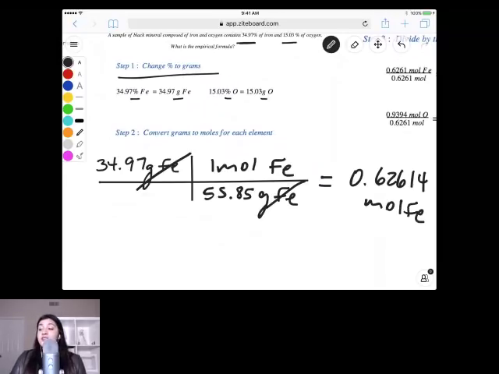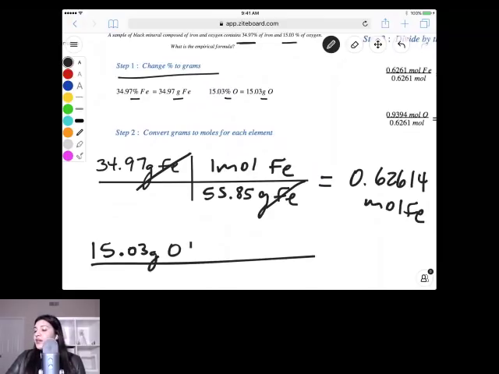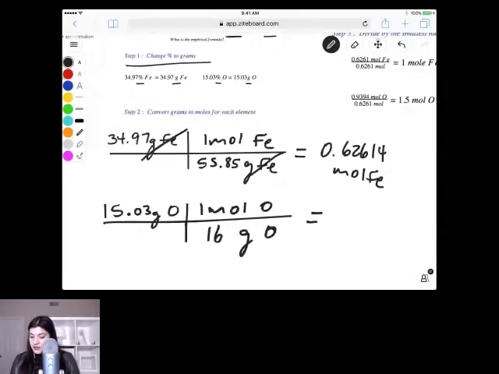Continuing on, I'm going to do the same thing for oxygen. We were given 15.03 grams of oxygen. Just converting this to moles using the molar mass, which is 16 for oxygen, dividing those two out to see how much we would get. And these steps, by the way, are always the case. Luckily, for empirical formulas and molecular formulas, they have a nice systematic flow. So if you know those steps, you're really set. This would have been 0.9393 moles of oxygen.